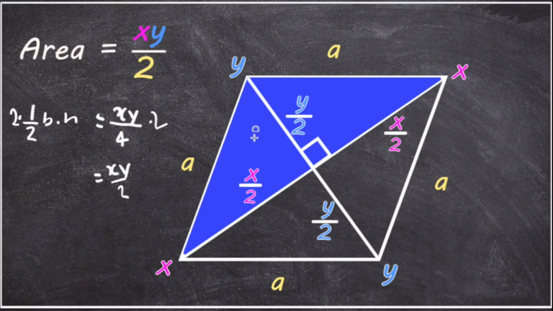rhombus, which is what we were trying to prove in the first place. And so the proof is finished. The area of a rhombus is x times y over 2, where x and y are its diagonals. That's it for now.